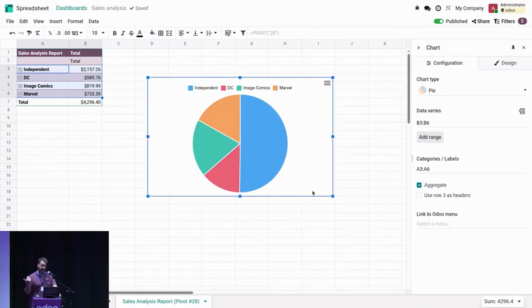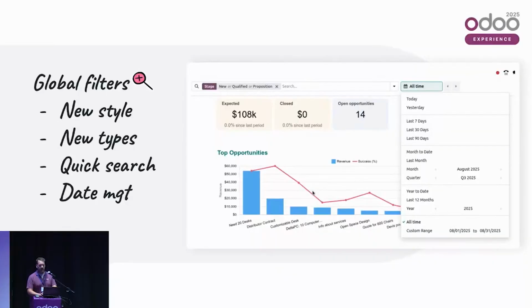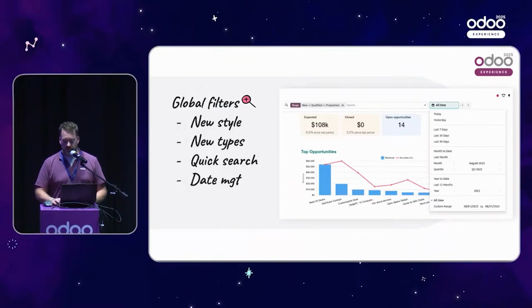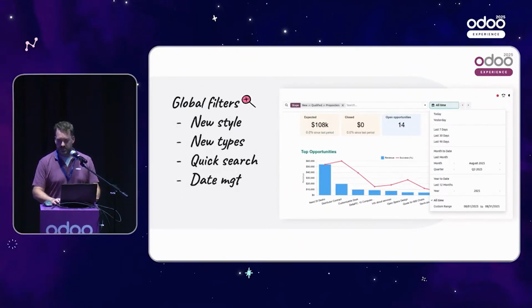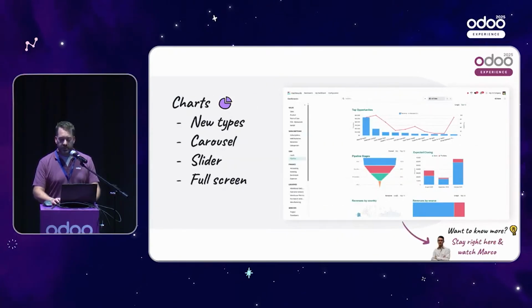All right. Actually, that's what I wanted to show you in this demonstration. So if I switch back to my database, I'm going to recap quickly with you. So first of all, we improved the global filters with a new style, new types, the quick search, and the date management. Massive revamp of the global filters. Then we added some charts. We created the carousel. We implemented the slider and the full screen.